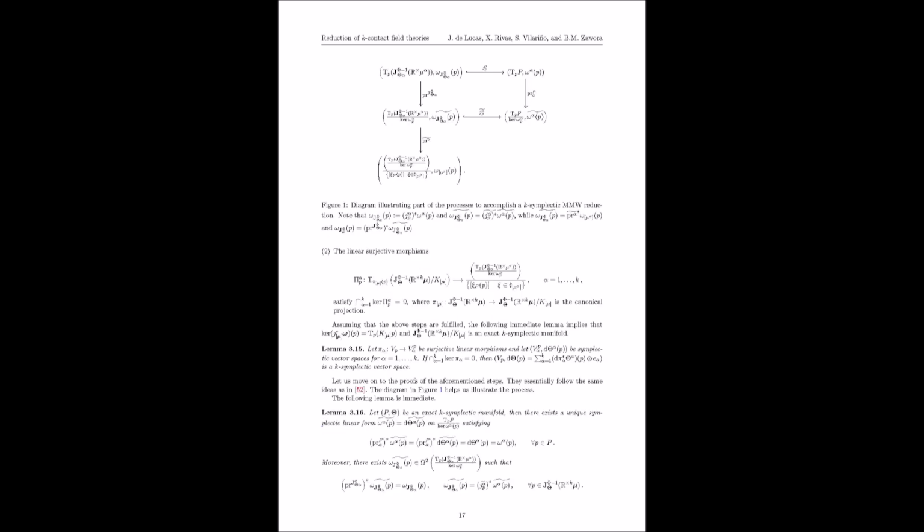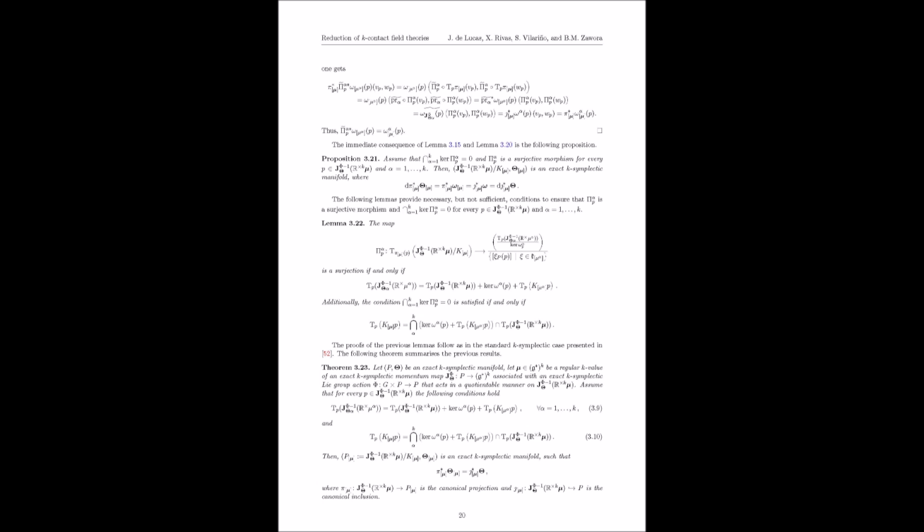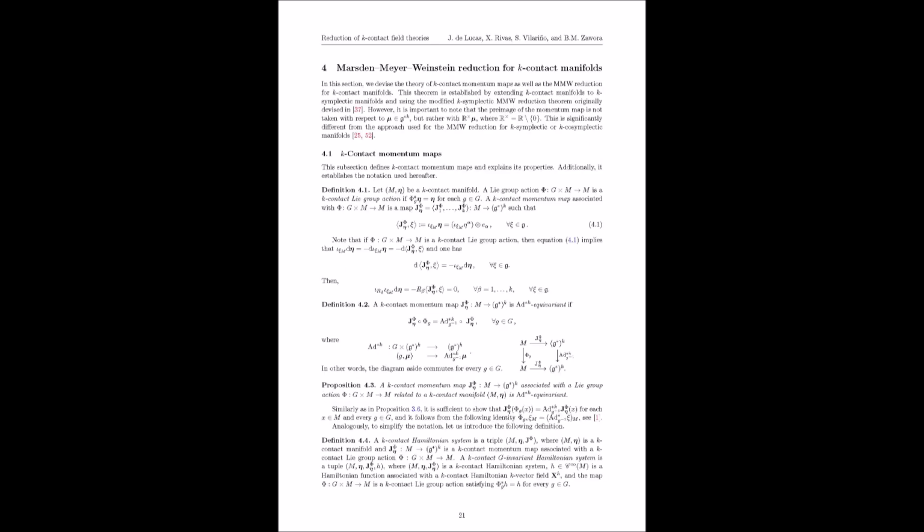Exactly. So our mission today is to unpack this paper piece by piece. We'll start with the fundamentals, the geometry of k-symplectic and k-contact manifolds. These are the spaces these theories live in. Then we'll get into the reduction theorems themselves. First, how MMW reduction works for what are called exact k-symplectic manifolds. And then the core contribution, adapting this MMW reduction for k-contact manifolds. These are particularly interesting because they often describe systems where energy isn't conserved, like systems with friction or damping. Yeah, which makes them relevant for modeling more realistic physical situations.